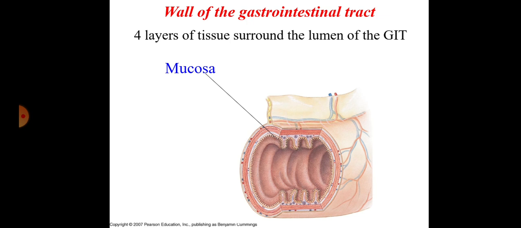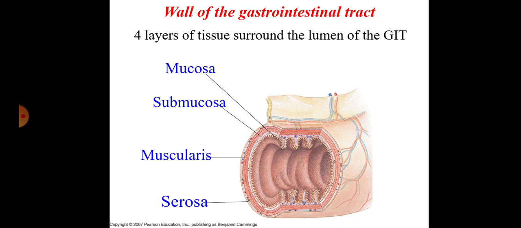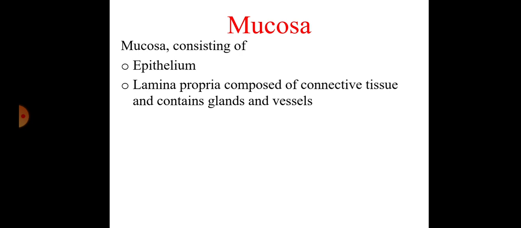The 4 layers of gastrointestinal tract, from inside outside, are mucosa, submucosa, muscularis layer, and serosa or adventitia. This mucosa is also subdivided into epithelium lining.